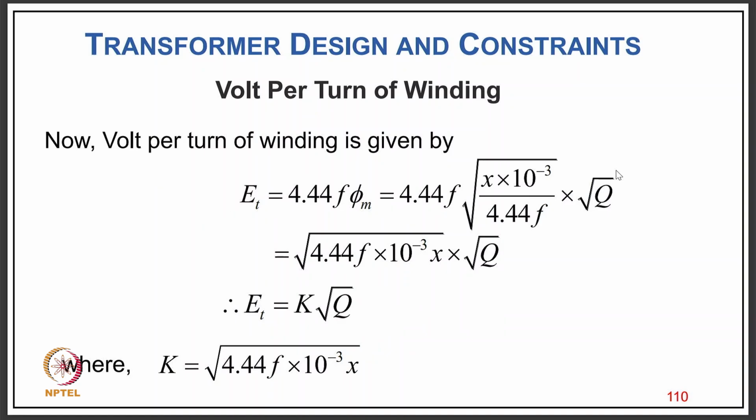So ET becomes 4.44 F phi m, which is 4.44 F under root X into 10 to the power minus 3 divided by 4.44 into under root Q, or equal to under root 4.44 F 10 to the power minus 3 X into under root Q. Or ET is equal to K into under root Q, where K is under root 4.44 F 10 to the power minus 3 into X. So this gives a relation between the volts per turn and the kVA rating.